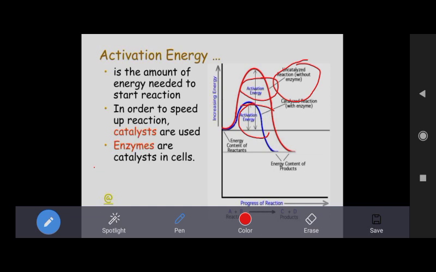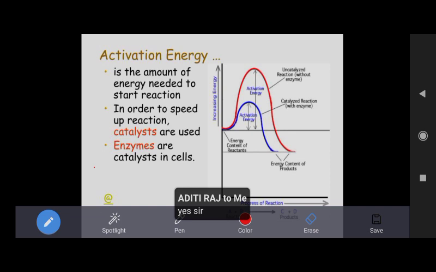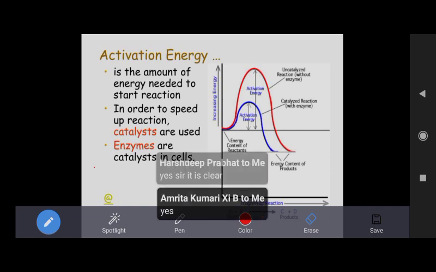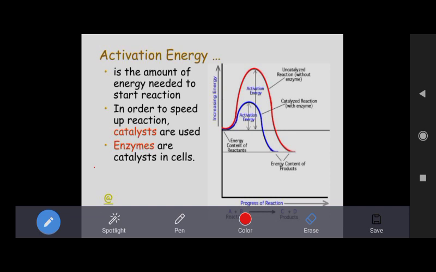Am I clear to all the students? What is activation energy? This is very, very important, students. Concept of activation energy. This graph. Yes, I want the remark from all the students. Okay, Khushi, I will repeat. Okay, Pallavi. Okay. A few students asked to repeat it. I repeat, no problem.